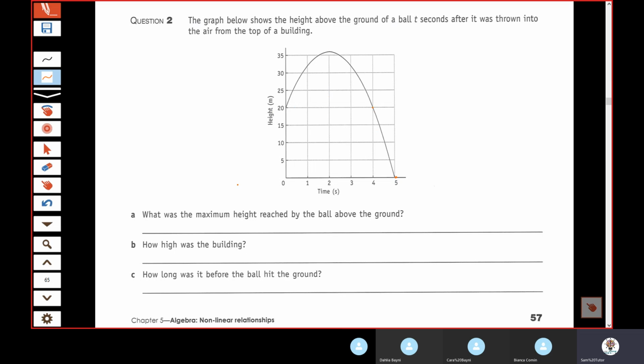Anyways, let's have a read of what this question is saying. What was the maximum height reached by the ball above the ground? What number do you want to pick? 36. How high was the building? 20. That's where you threw it. How long was it before the ball hit the ground? 5 seconds. Easy, right? All right, we'll move on.